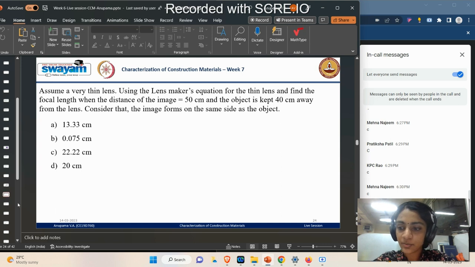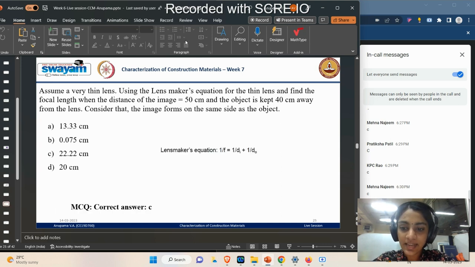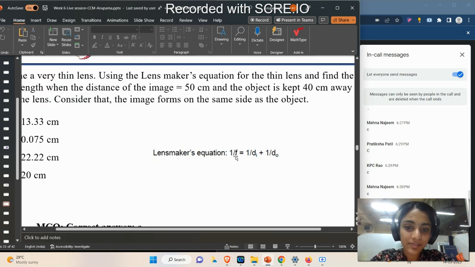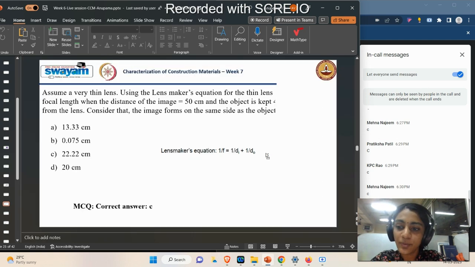Okay. So this is the lens maker's equation. The correct answer is C. I don't need to solve it out. It's just 1 by f is equal to 1 by di plus 1 by do. Di and do are given to you. Di is 50 centimeter and do is 40 centimeter. So 1 by 50 plus 1 by 40, that will be 0.045, I guess. So 1 by 0.045 will give you 22.22.